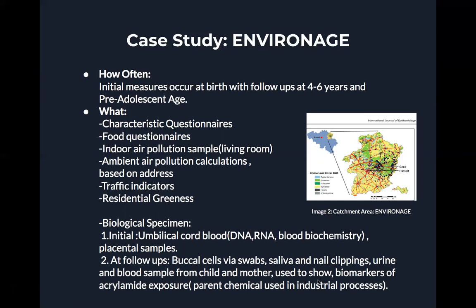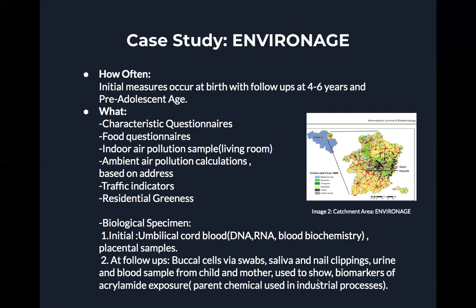And they also took traffic indicators around the residential area through a variety of distance to major road measurements and traffic density measurements. In combination with pollution, they looked at residential greenness and assessed this via a normalized difference vegetation index. In combination with that, they took biological specimens, which differed between the initial measurement and follow-ups.